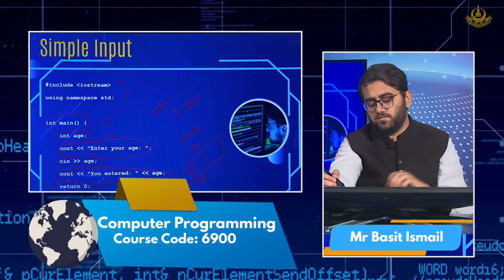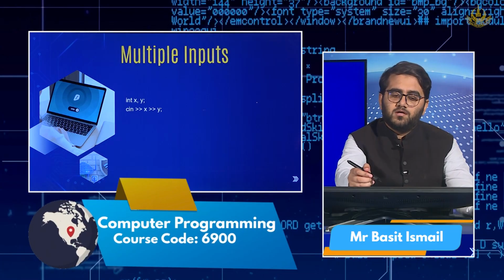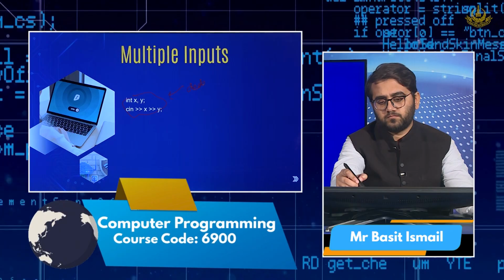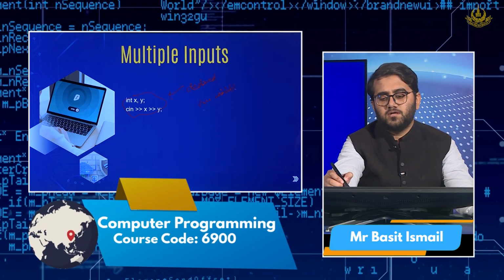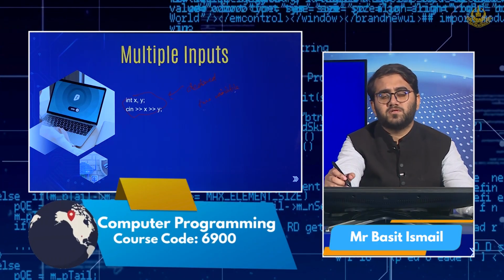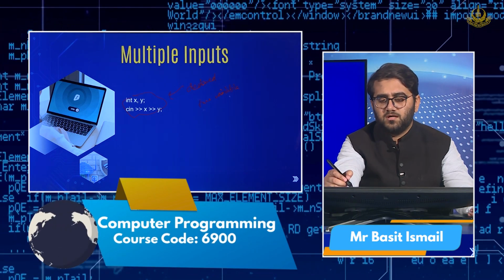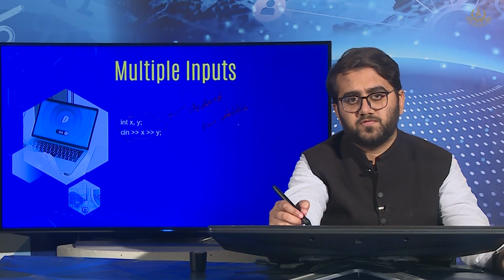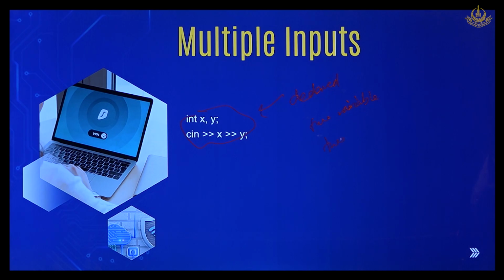Obviously cin can work with multiple different inputs, as we will see in upcoming slides. For example, here in this rather simple slide, we can see that we have declared two variables in one line. We can declare multiple variables within the same line in C++ and other languages as well, but obviously the difference between C++ and the other languages will be reflected in the syntax. So we have declared two ints in one line.